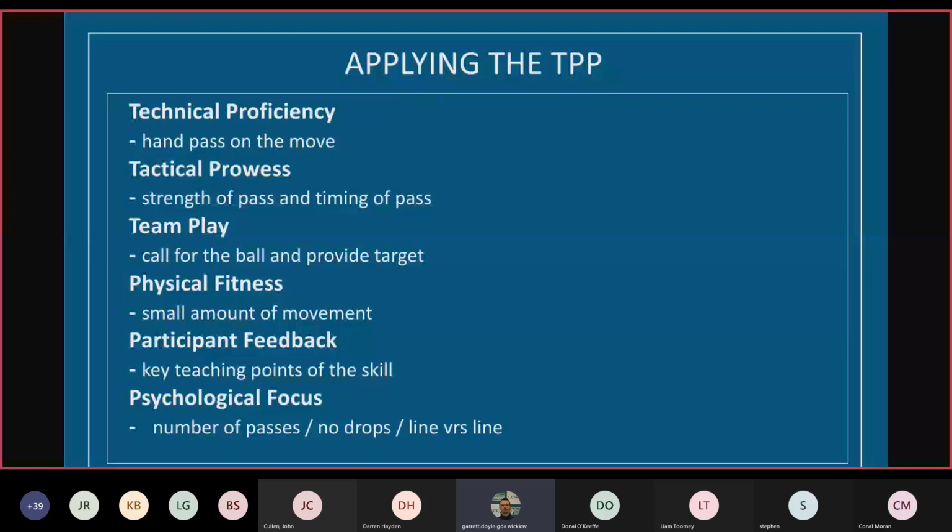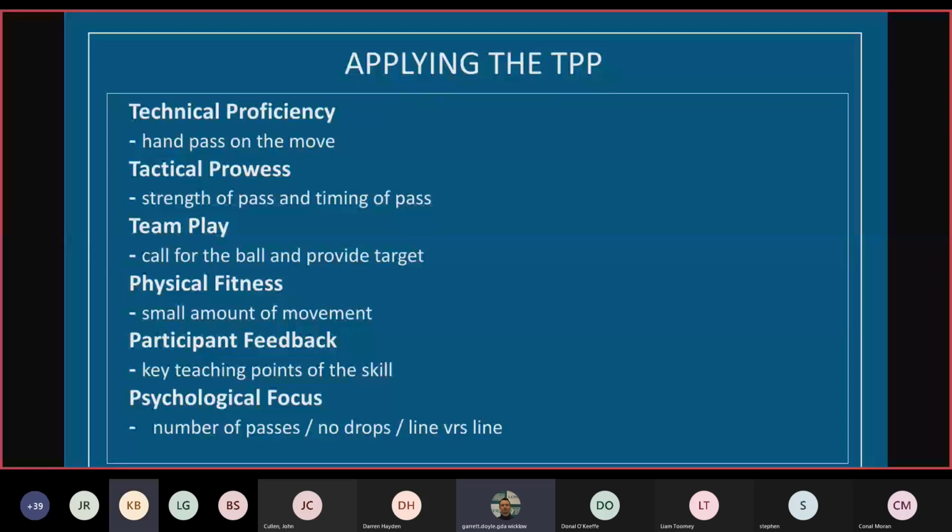The team play aspect of it, calling for the ball. This is where we encourage the player in the middle to call, and the players on the outside to call. As we saw near the end of that video, the players were swapping positions, side by side. So the player in the middle needs to know which one they should be passing to. So the players on the outside are asked to keep alternating and calling.